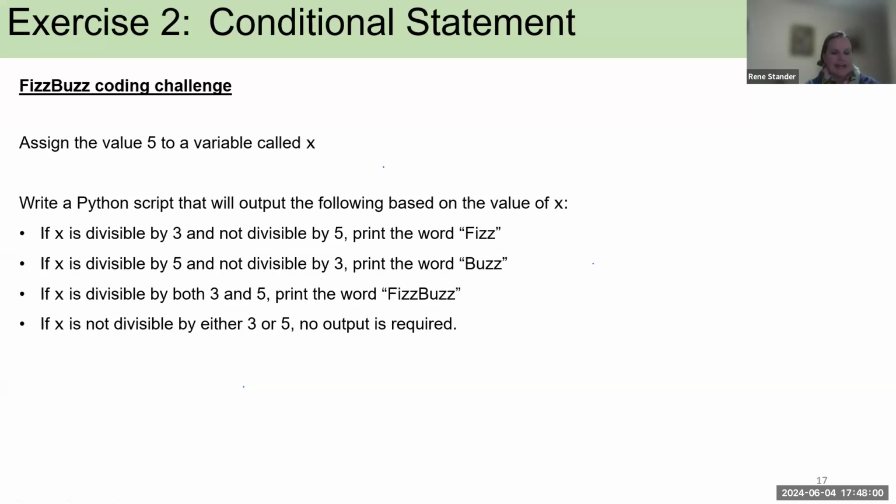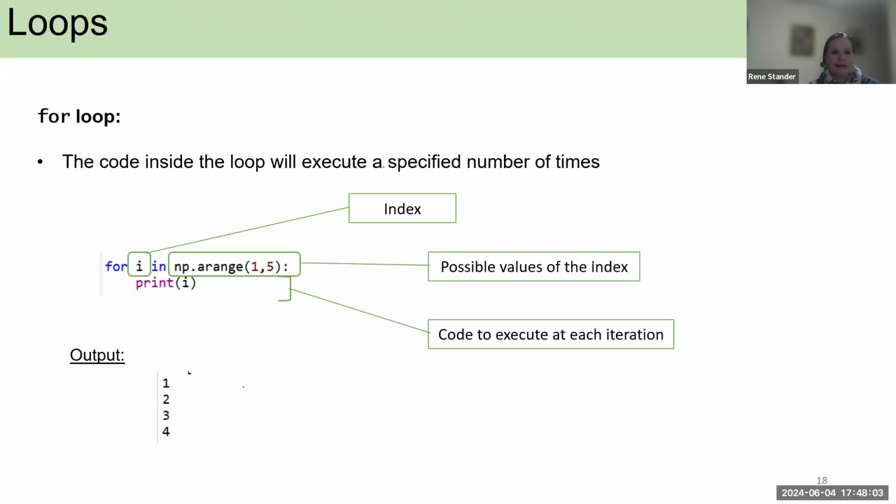Okay. So the next thing that we can do is loops. The for loop is the first type of loop that we will look at. The code inside the loop will execute a specified number of times. So we have for, which is the keyword to start the for loop. We have an index, and then we say in, and then the possible values of the index.